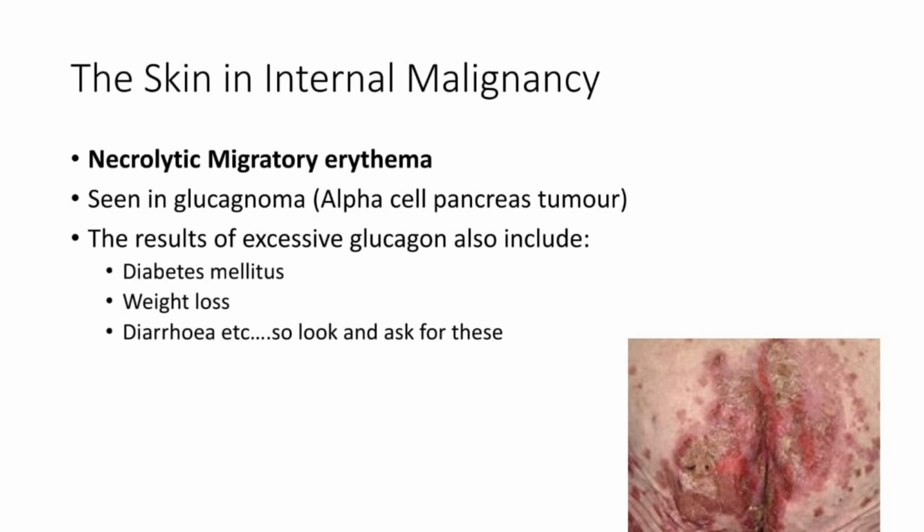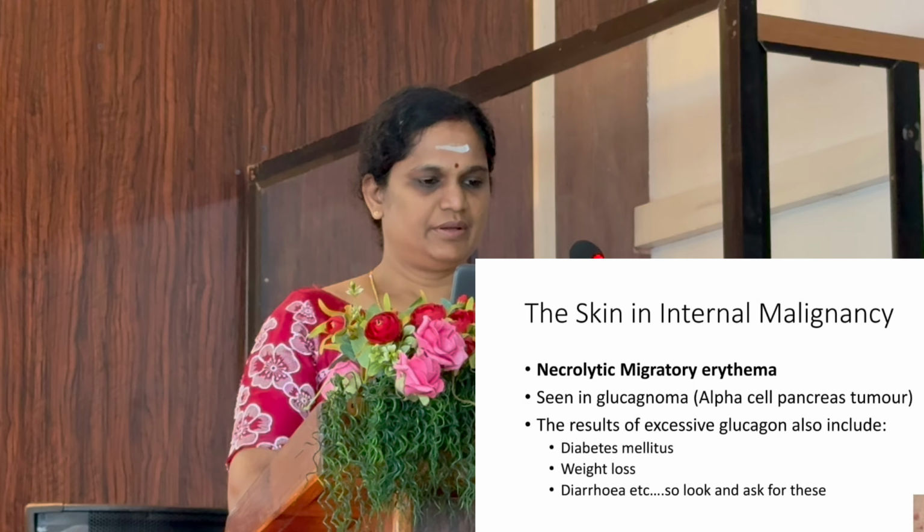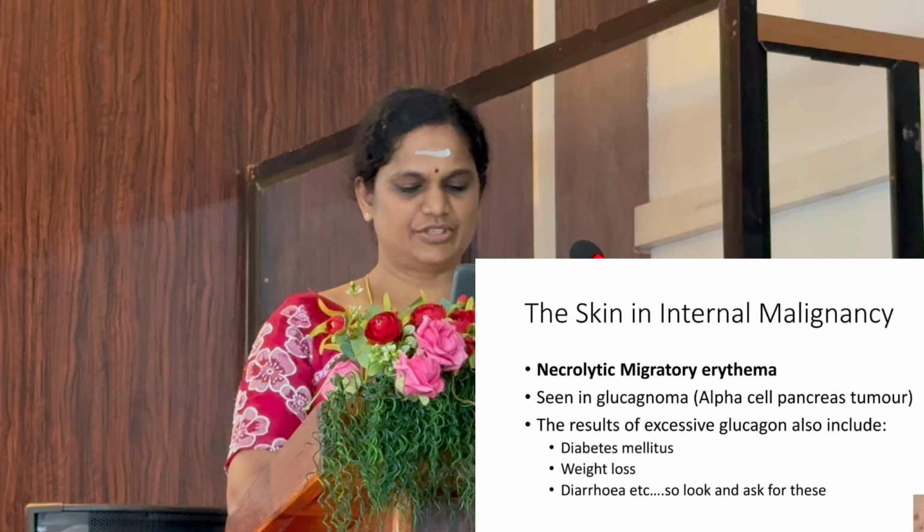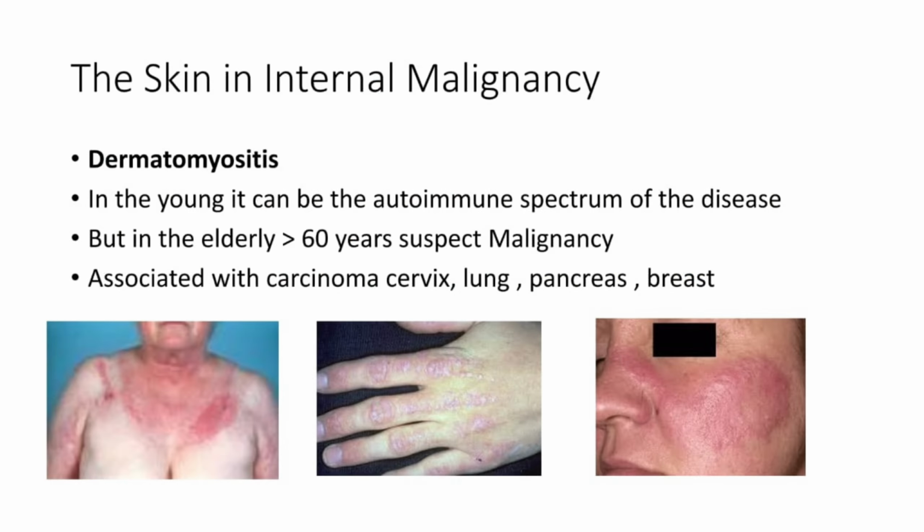Necrolytic migratory erythema. Around the orificial area, there will be keratotic plaques, erosions, and crust formation. It is associated with glucagonoma. Dermatomyositis, one of the connective tissue diseases, is also a paraneoplastic cutaneous manifestation. If we diagnose dermatomyositis, we need to screen for the age-appropriate malignancies.